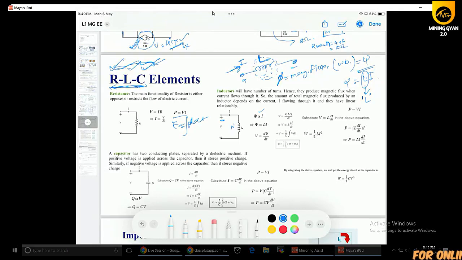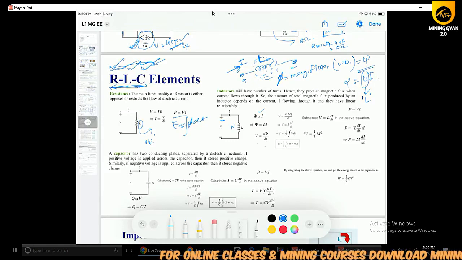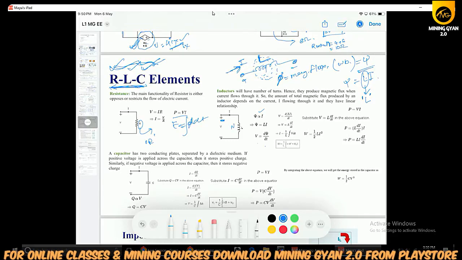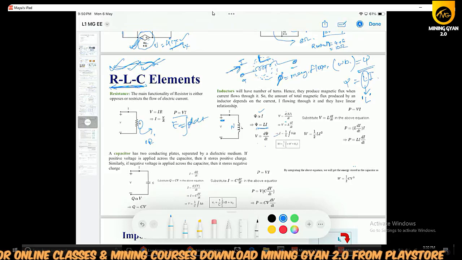Similarly, in the case of a resistor, the property is indicated by resistance. Likewise, we can calculate the terminal voltage by d psi by dt, that is the rate of change of magnetic flux. We can put the value of psi as Li, so d by dt of Li. As L is a constant value for a given inductor, we can calculate the voltage as L di by dt, and hence we can calculate the current as 1 by L integration of V dt.